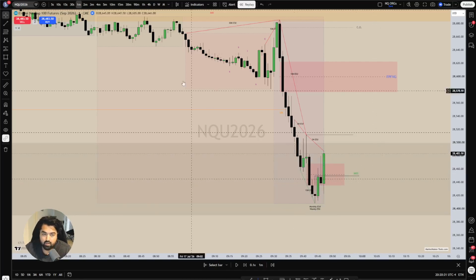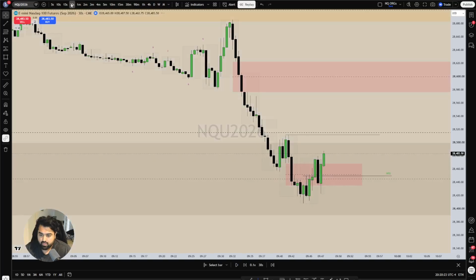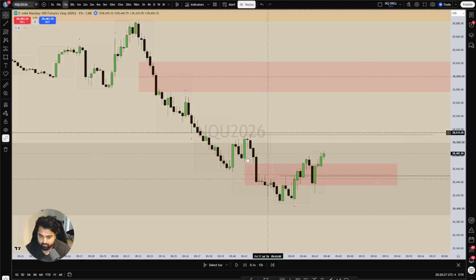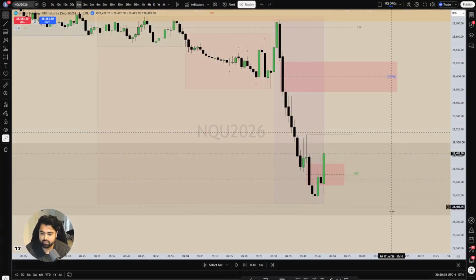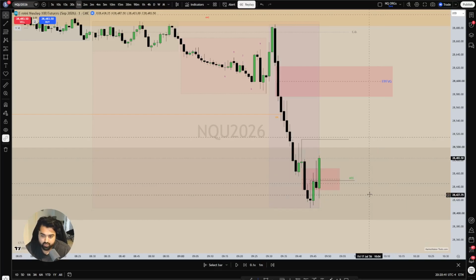MSS. Let me go down to a 15-second chart to show you why it's a market structure shift. We made a low, we made a high, we made a lower high, making this a mitigation block which acts as support later. But we don't really go down to a 15-minute, but this is just, you see, through discretion.